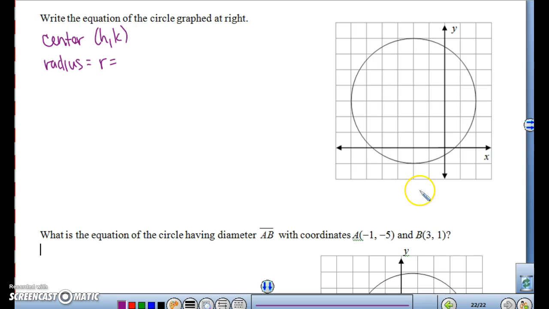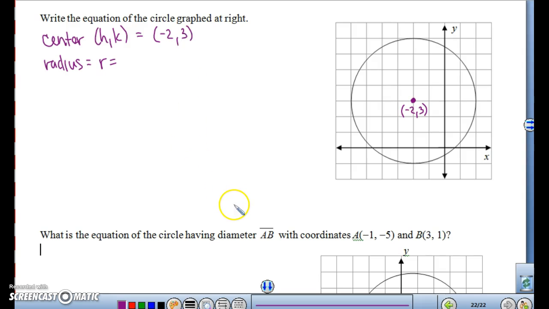Now the center of the circle is the point where every point on the circle is the same distance away. So if you can find your center, you can pick it out pretty easily. Your center is going to be right there. What are the coordinates of my center? Well, it would be at (-2, 3). So (h, k) is (-2, 3).